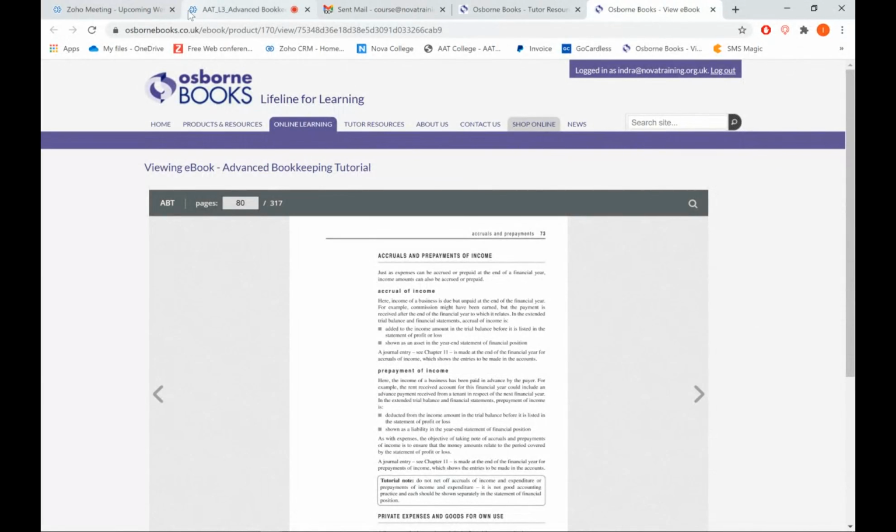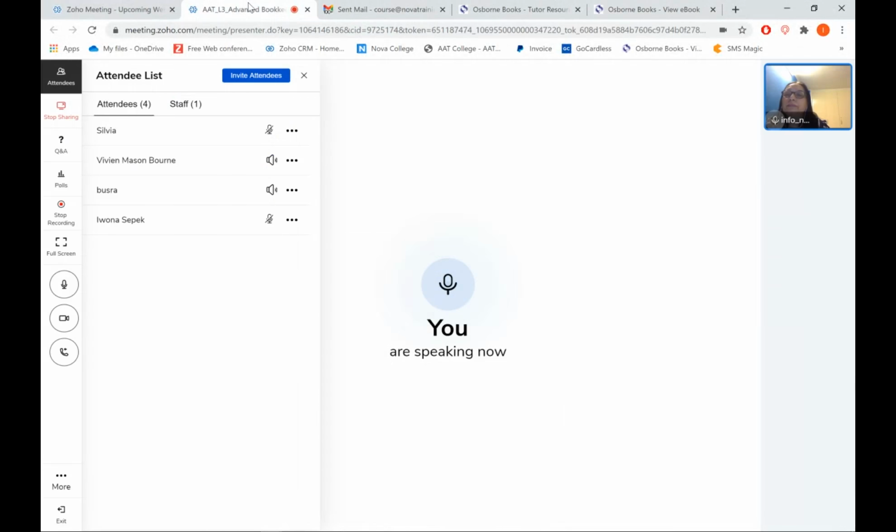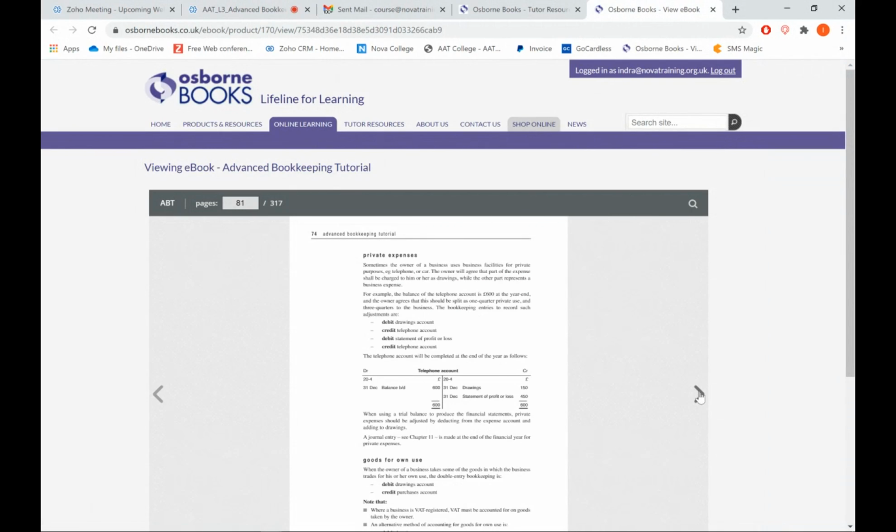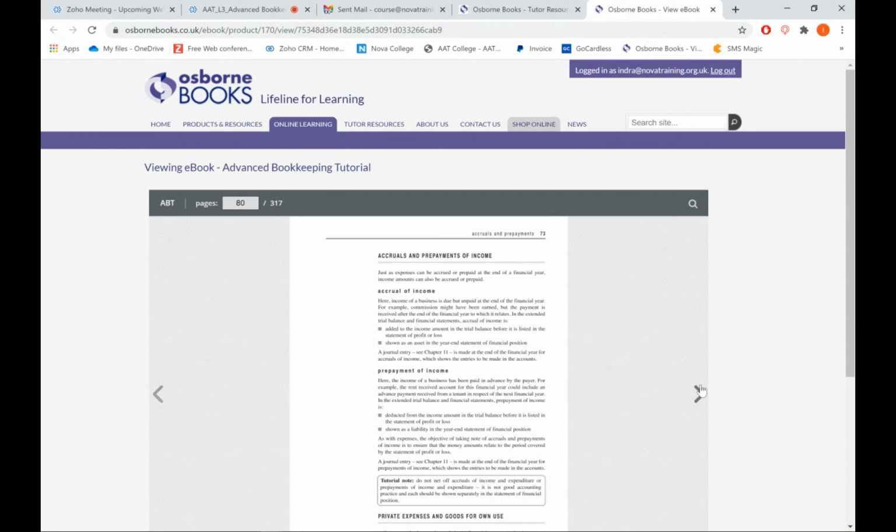Any questions in this? If not, then let's go to the next. So in your exam, you may be asked for the journal entries, as I said. Also, you may be asked like in the extended trial balance as we did on the previous page.